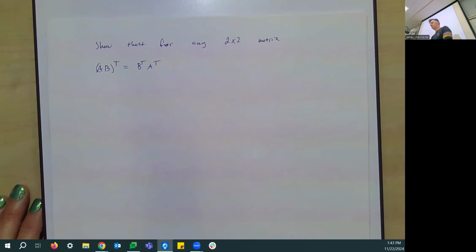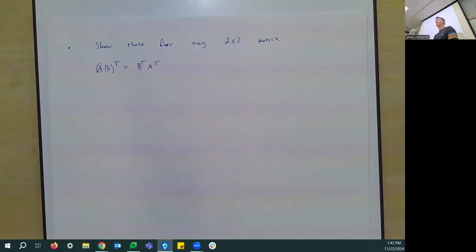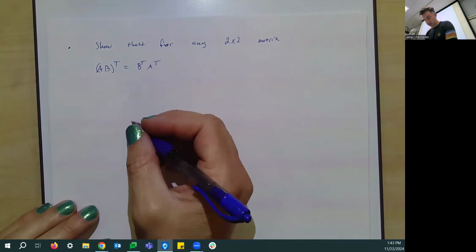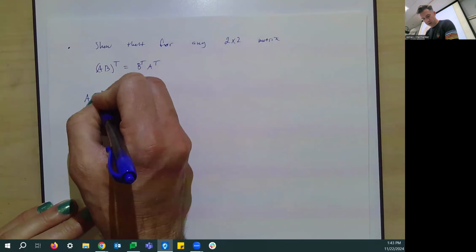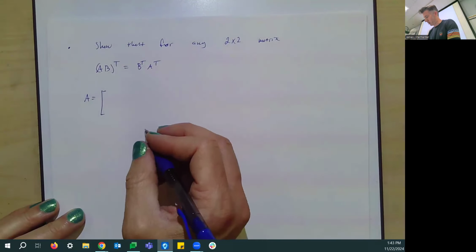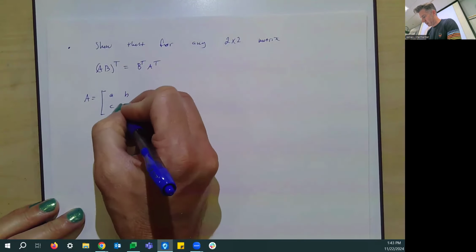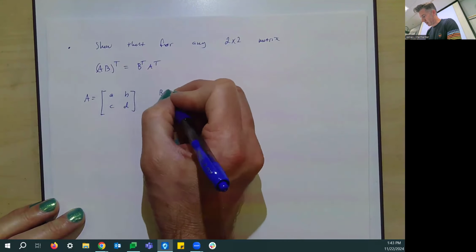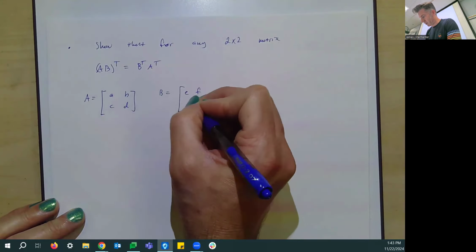Okay, so when somebody says to show something is true for any 2 by 2 matrix, you can't just pick a couple. You can't be like, oh, the matrix 1, 2, 3, 4, and the matrix 2, 4, 5, 6, and then multiply them together one way, and then the other. You have to pick a generic matrix, meaning without actual numbers. So we're going to say that A is the matrix A, B, C, D, and B is the matrix E, F, G, H.